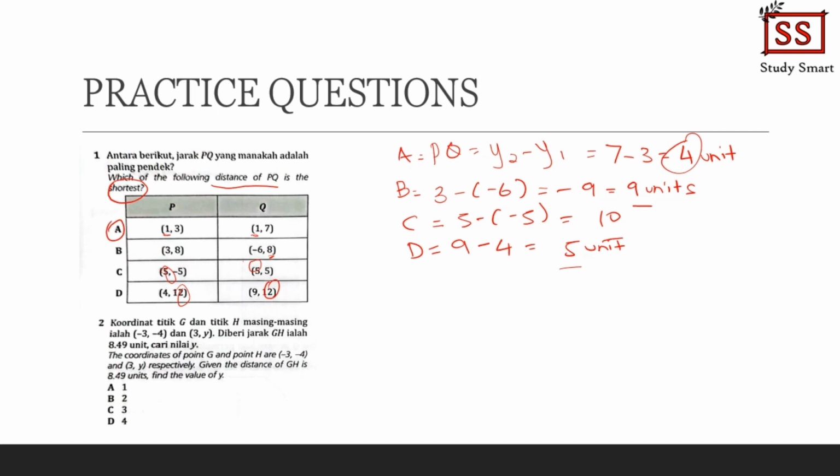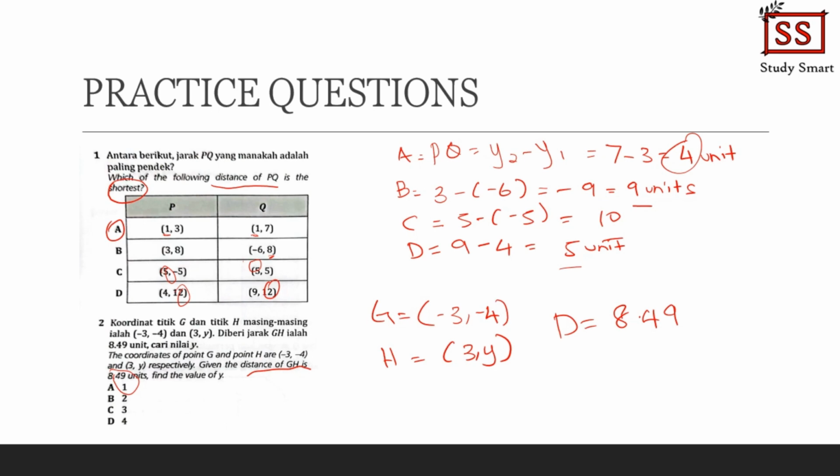Okay, so now let's try question 2. Question 2: the coordinates of point G and H are (negative 3, negative 4) and (3, y) respectively. Every time the question is stating something, make sure you write it down so that it's easier when you want to solve the question. G is (negative 3, negative 4) and then H is (3, y). The question is asking, given the distance of GH is 8.49 units, find the value of y.